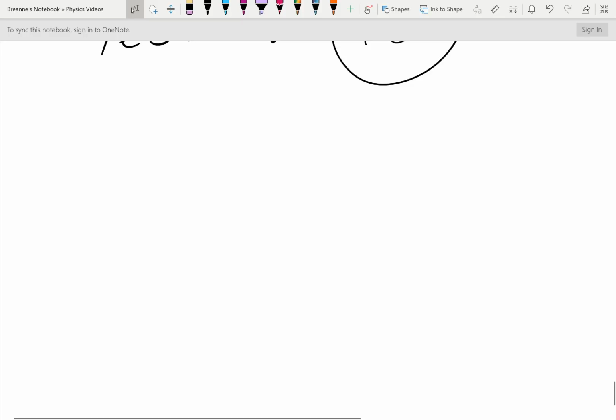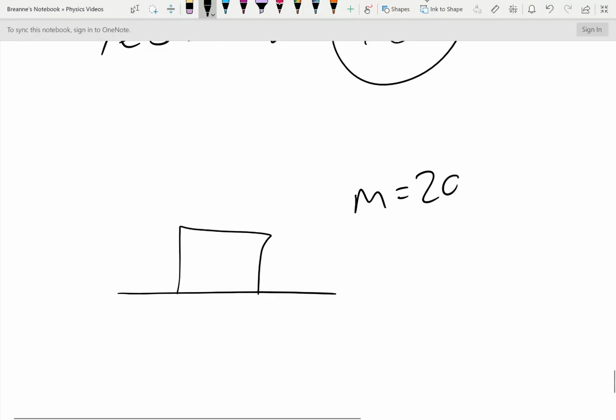11. What is the normal force acting on a 20 kilogram box that is being pulled forward with 10 newtons? So we have a box, and the mass of the box is 20 kilograms, and it is being pulled forward with 10 newtons. So forward at 10 newtons. That would be the force applied.